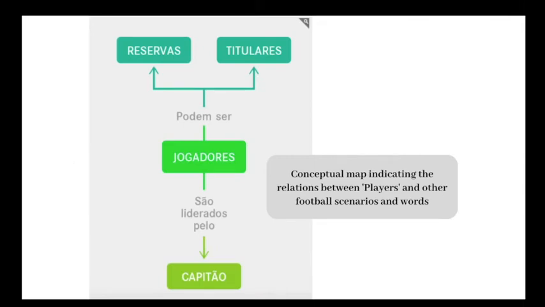At the bottom of the scenario page, we see a conceptual map illustrating the relations between the scenario we are consulting and words or scenarios from the same sport.